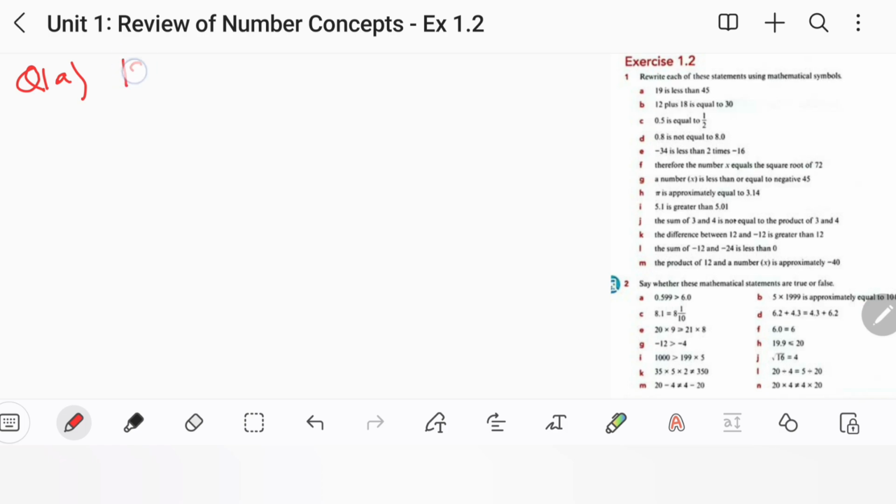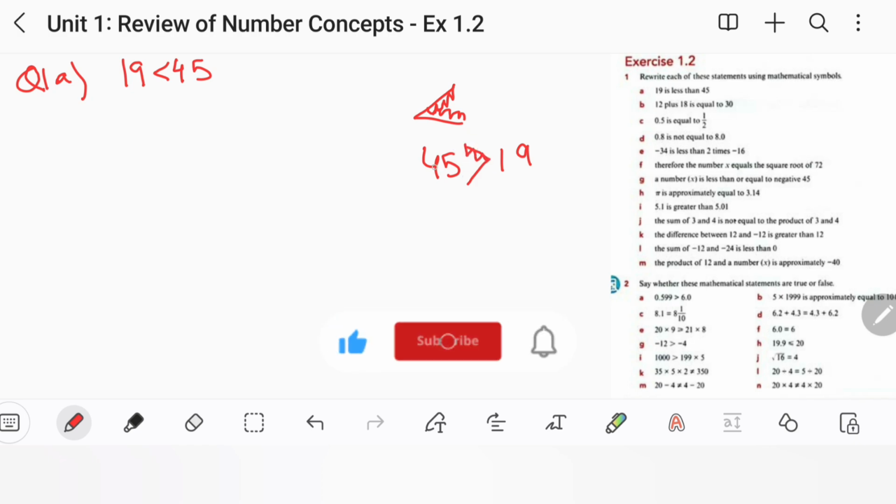So when you want to show 19 is less than 45, keep in mind the number which is less, we will always put the pointed side towards it. It's like the alligator mouth. If you have learned this trick in your school, we represent this as an alligator mouth, and the mouth is always open to something which is more in quantity. So if you want to write 45 is greater than 19, keep in mind 45 is here and 19 is here. Now you will face it like this, because this number is bigger, so the bigger opening will always face this side.